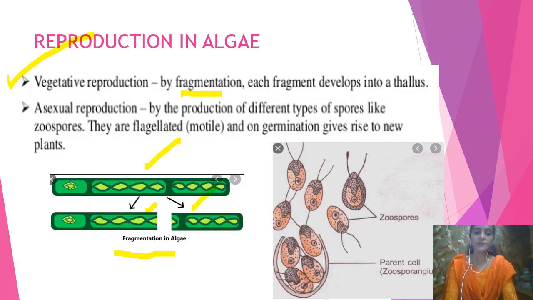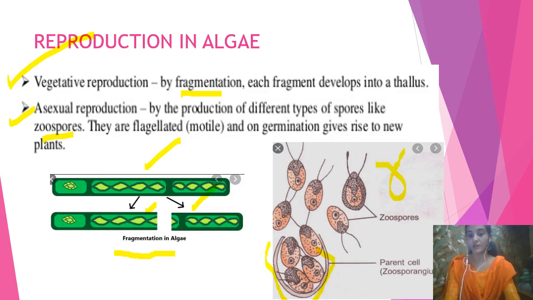Okay, now the next one is asexual reproduction. Asexual reproduction is done with the help of spores. The spores are called zoospores. So can you see here? This is the parent cell I have drawn here, and this parent cell contains the zoospores. Can you see the structure here? It has been drawn like this. And you can see here some projections from their body.